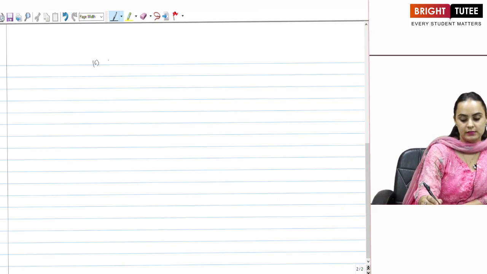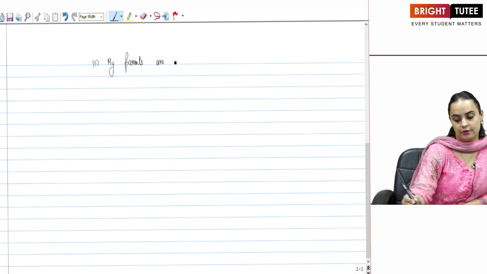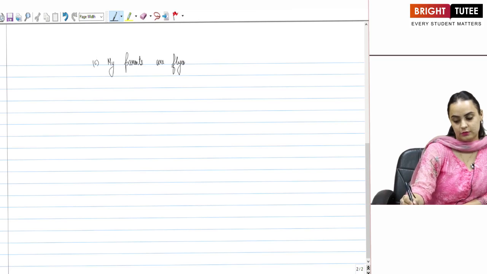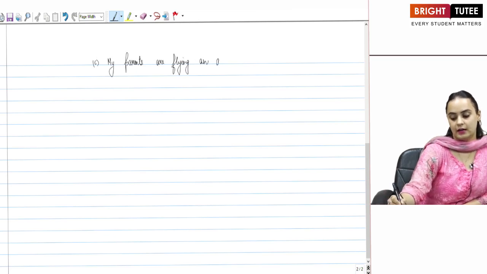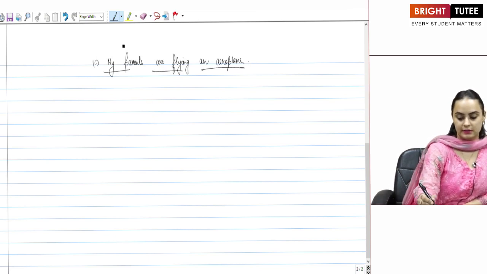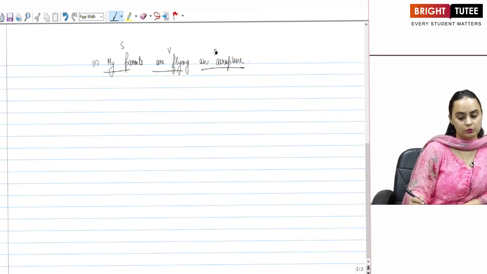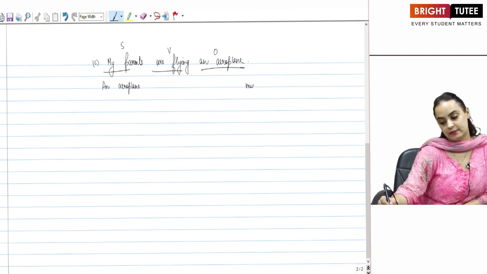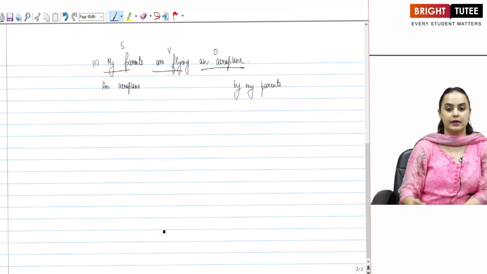The example was, my parents are driving, or my parents are flying. Let us take the verb to be flying an aeroplane. So divide subject, verb, object. An aeroplane becomes my new subject. And my parents goes at the end as it is the object now. And we add by before it.